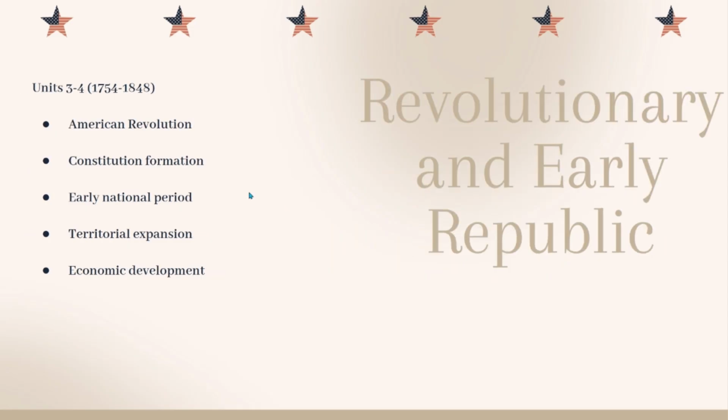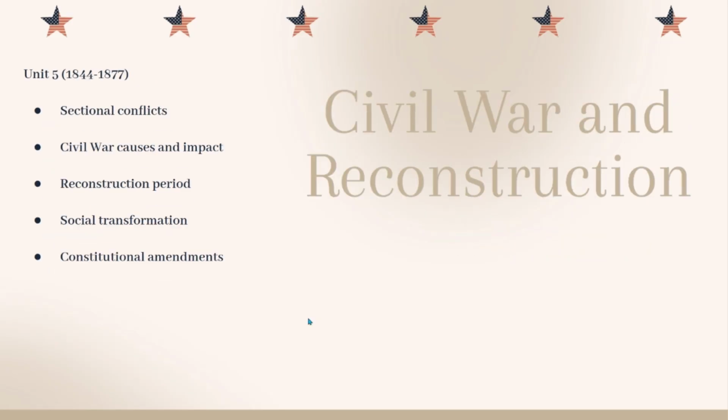Main focuses. 3 and 4 is going to be the Revolutionary and Early Republic. So the American Revolution, the formation of the Constitution, and then moving on to territorial expansion and economic development. Unit 5 is the Civil War and Reconstruction, sectional conflicts, how that leads to causes and impacts, the Reconstruction and failure of Reconstruction, what social transformations and constitutional amendments were created because of this time period from 1844 to 1877.